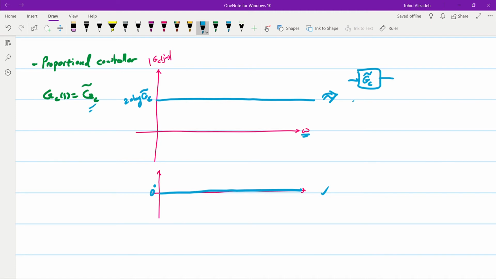So this might be useful in some cases when, for example, you want to increase the crossover frequency. If you push the amplitude plot upwards, usually the crossover frequency will increase as well, but at the same time you should keep in mind that this shifting of the amplitude applies to all frequencies.